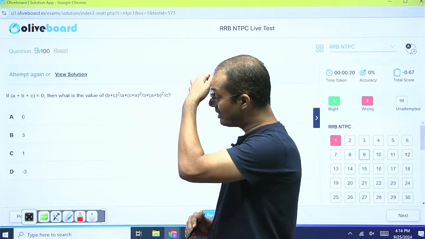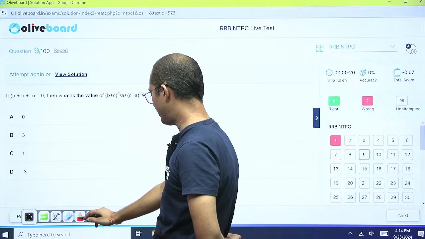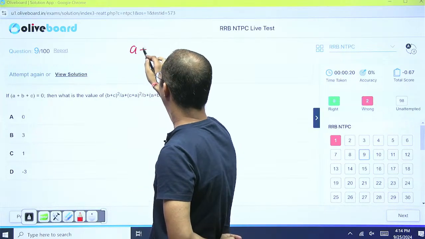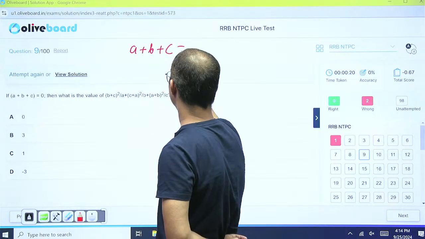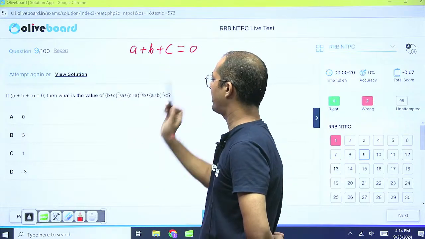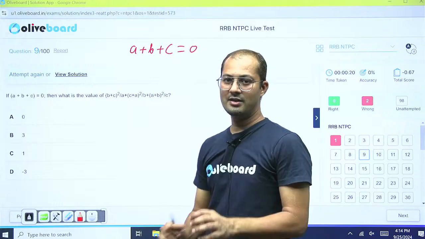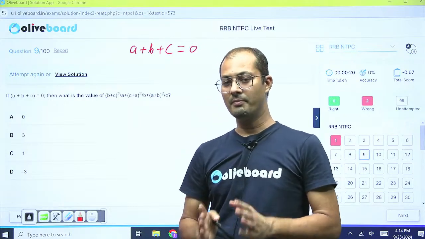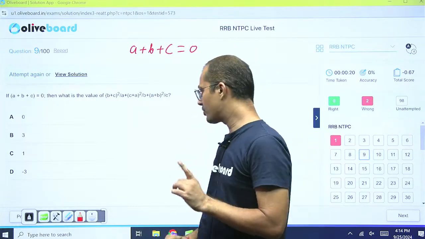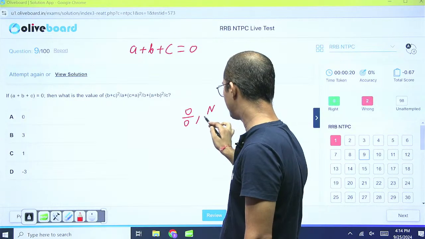Do you know what the value putting approach is? We are given A plus B plus C is equal to 0. So we have to take values which can satisfy this condition, right? While putting the values, we must know that we should avoid the form of 0 by 0 and any number by 0, right?